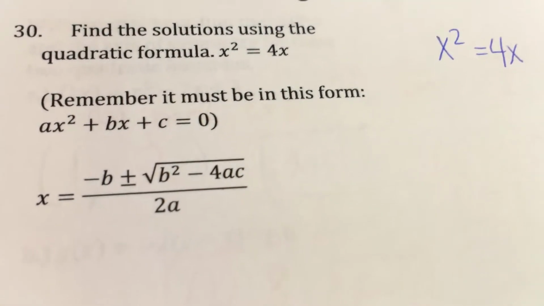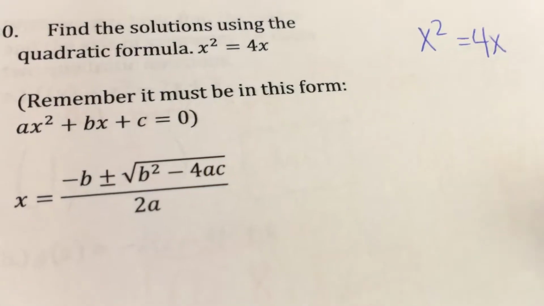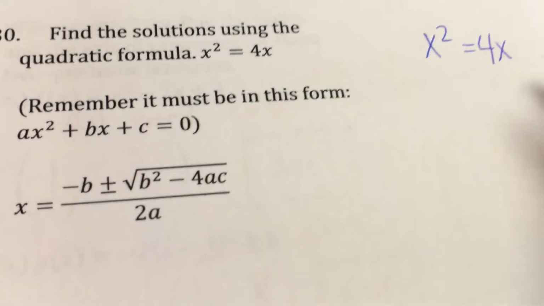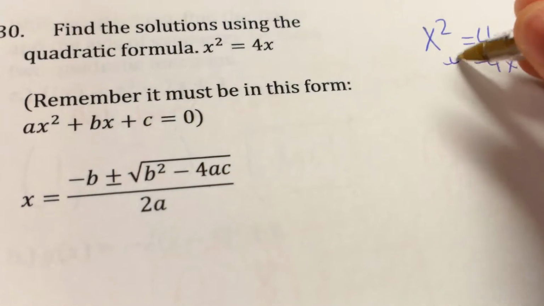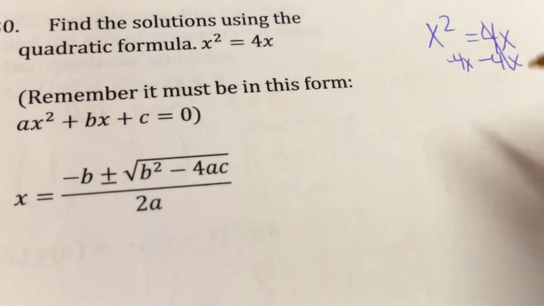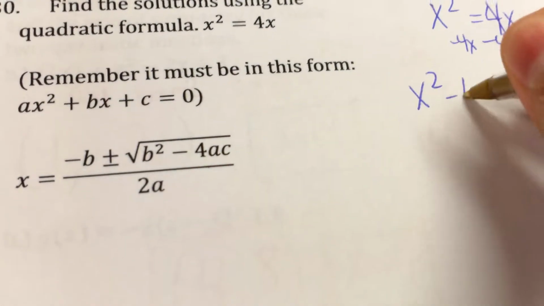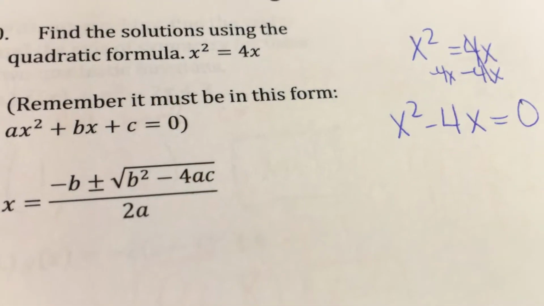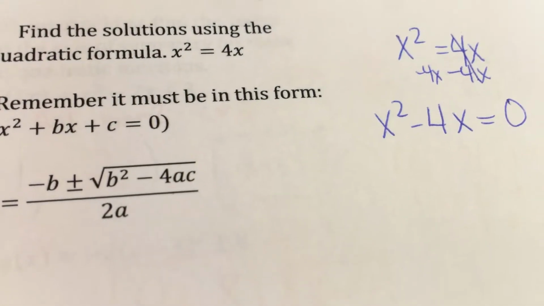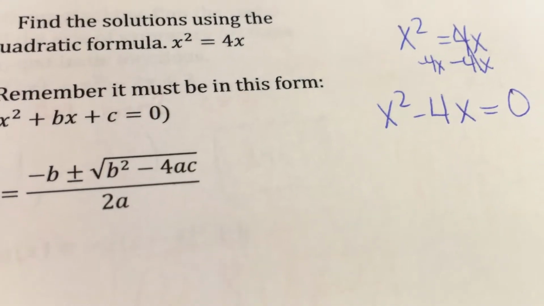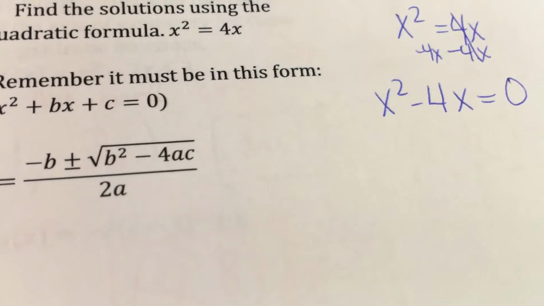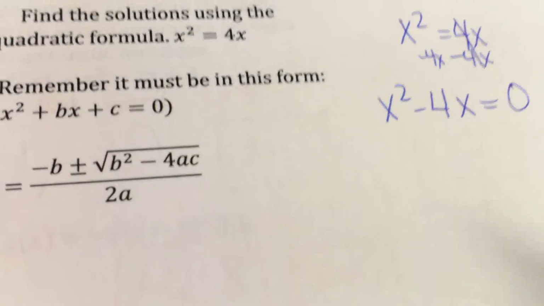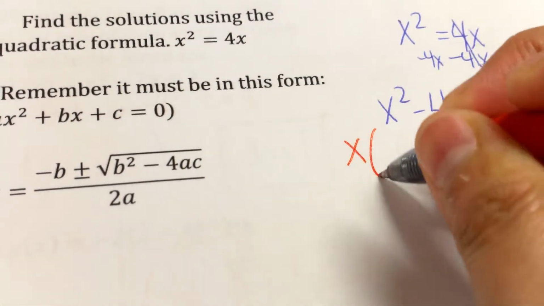Remember, in order for you to use the quadratic formula or to factor, it has to equal 0. So we need to do minus 4x. Minus 4x. This cancels. So you have x squared minus 4x equals 0. Here, to factor, you have a greatest common factor. What do they both have in common? They have an x. So we're going to factor out the x.